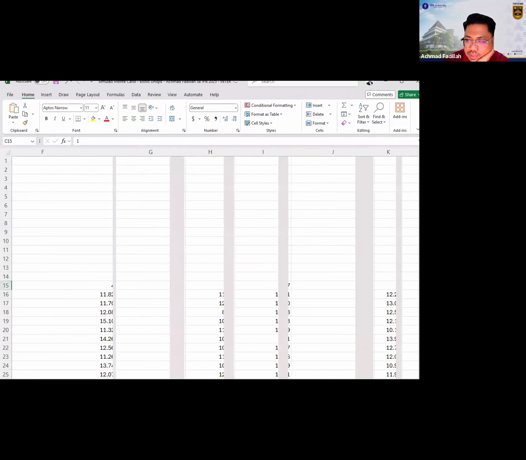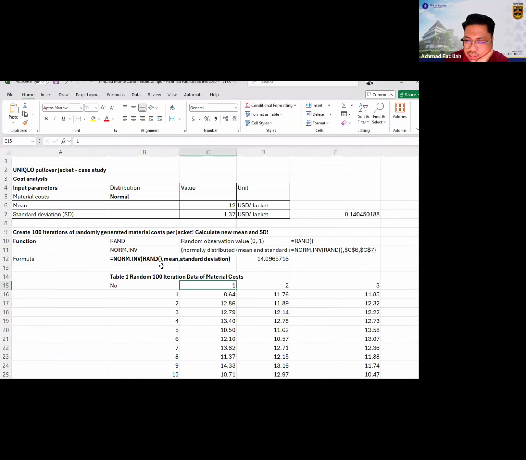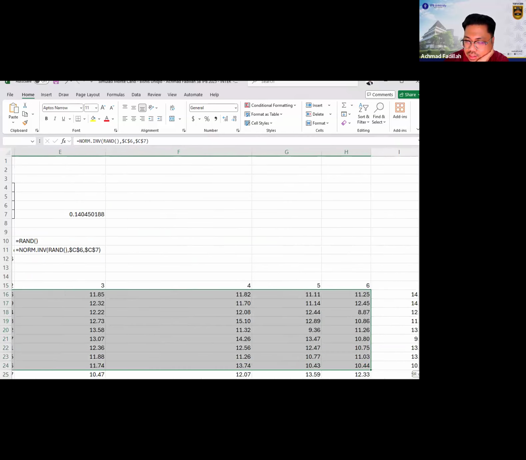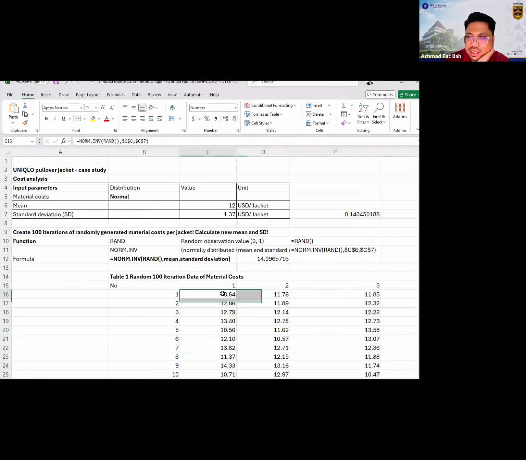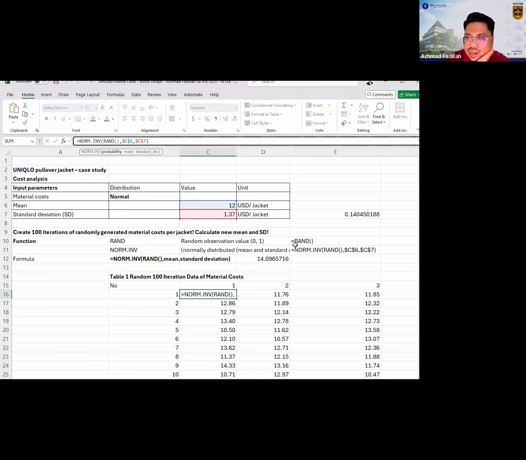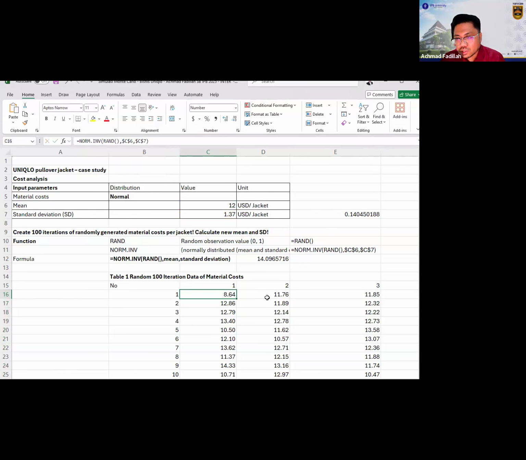Rows and columns, and then you can easily get 100 simulations at the bottom. You can input one by one, putting all copies of the normally distributed formula. Like Faiz mentioned about the distribution, because this is normally distributed with a random number, probabilistic, with this mean and standard deviation. And you just copy to here.